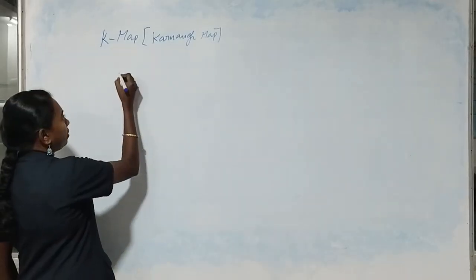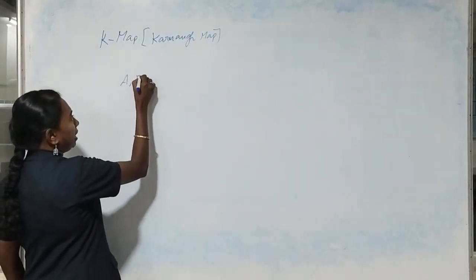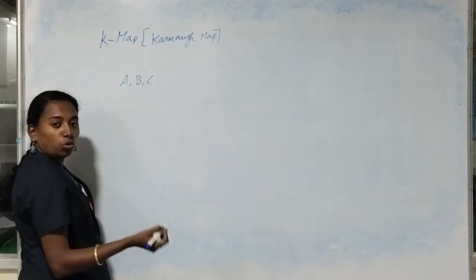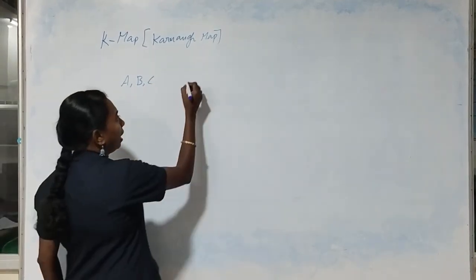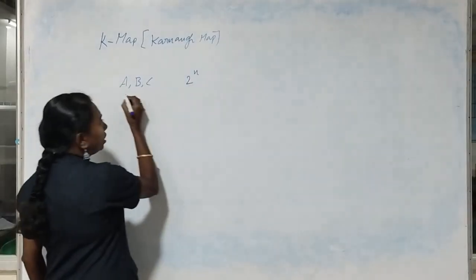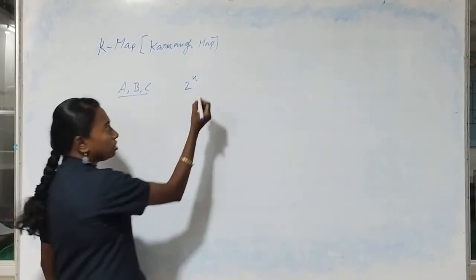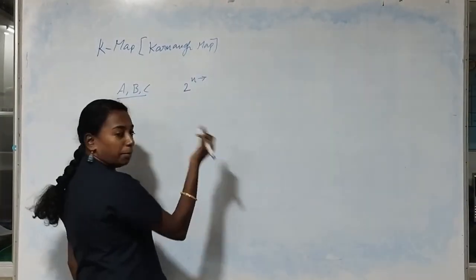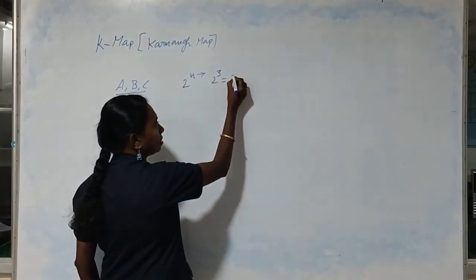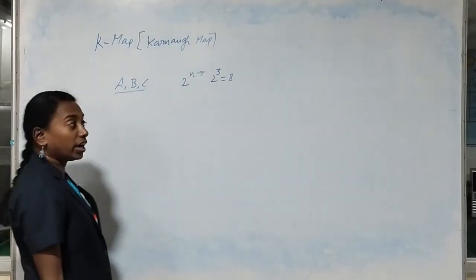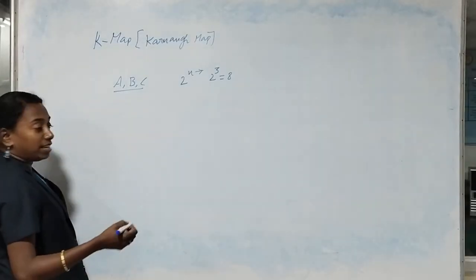So for example, if we are taking the values A, B and C, you know that the total number of combinations will be 8 based on the formula 2 power n. Here you have 3 variables, so this n represents your number of variables. So 2 power 3 is 8 combinations. Okay, so let's take one example.